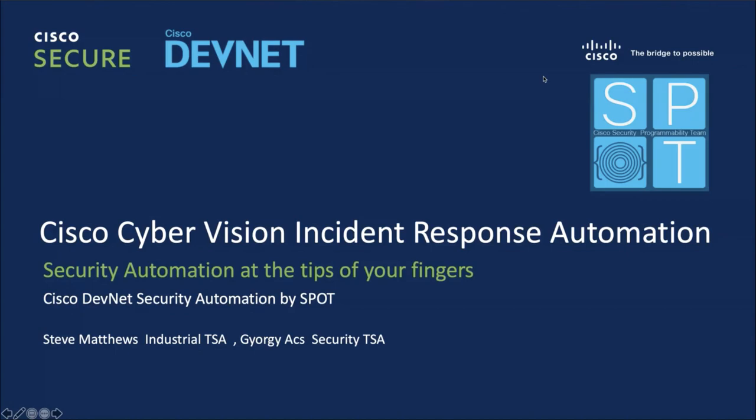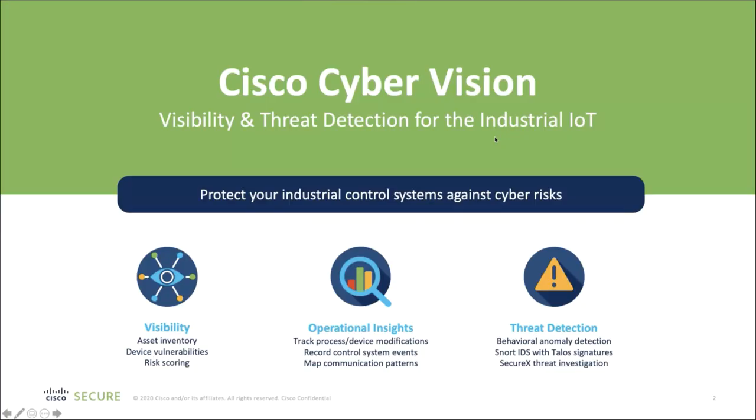So let's first of all look at what Cyber Vision is. Cyber Vision is specifically a tool that's designed for the industrial operational networks. It's designed to do a number of features. It provides visibility on assets, on vulnerabilities and risk. It provides information on device modifications that have changed, communications between different devices, and also provides a snort-based threat detection so that you can see if there's been any vulnerabilities attacked within your operational domain.